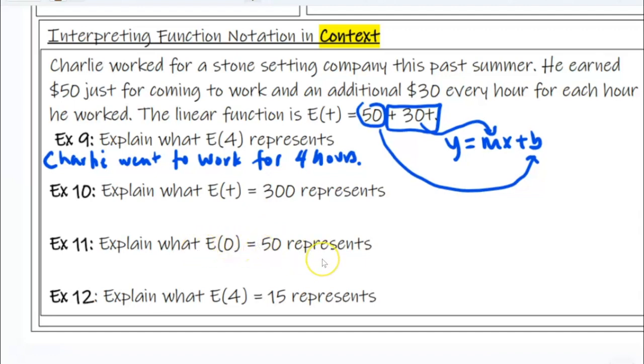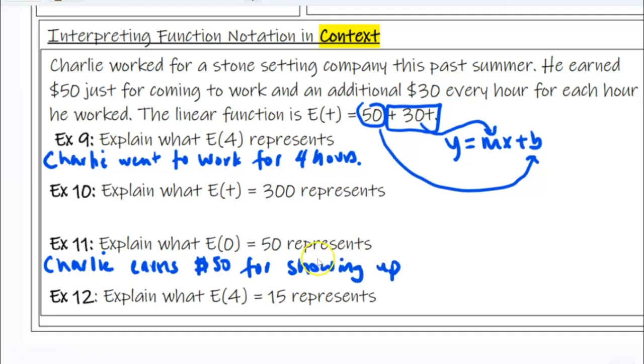As long as you're using the words in the sentence and representing 0 and 50, you're good. Okay, so I'm just going to say Charlie earns $50 for showing up. That is okay. Or I could say showing up and not working any hours. You know, there's 1,000 different ways, but this is just saying he works 0 hours and gets $50. So please tell me, what does E of 4 equals 15 represent in your own words? Again, make sure you're using the context of the problem. Let's practice.